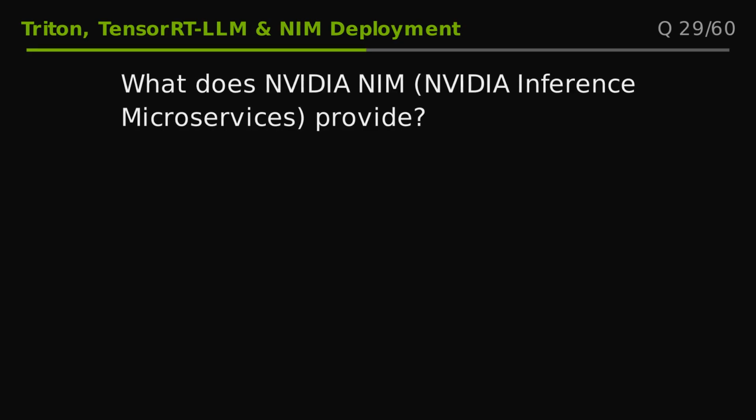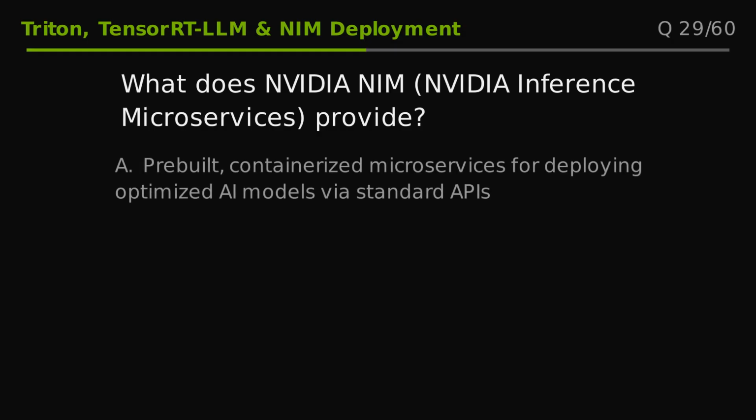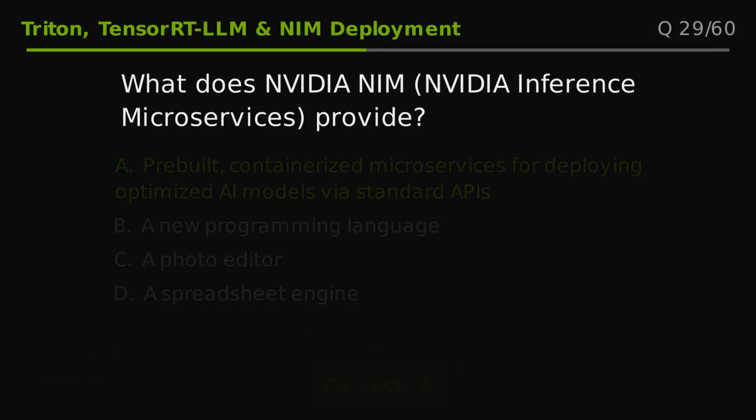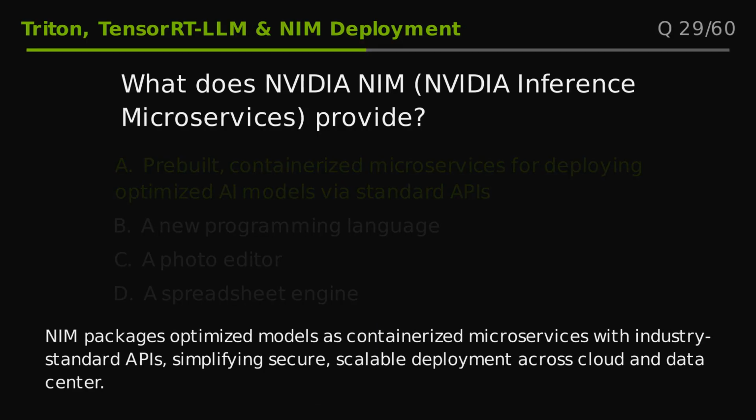Question 29. What do NVIDIA inference microservices provide? Option A. Pre-built containerized microservices for deploying optimized AI models via standard web-based APIs. Option B. A new programming language. Option C. A photo editor. Option D. A spreadsheet engine. The correct answer is A. NIM packages optimized models as containerized microservices with industry standard web-based APIs, simplifying secure, scalable deployment across cloud and data center.